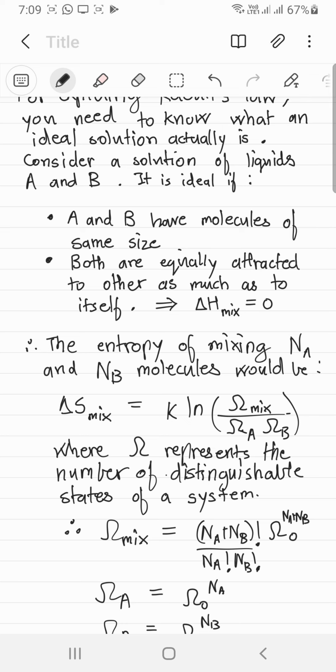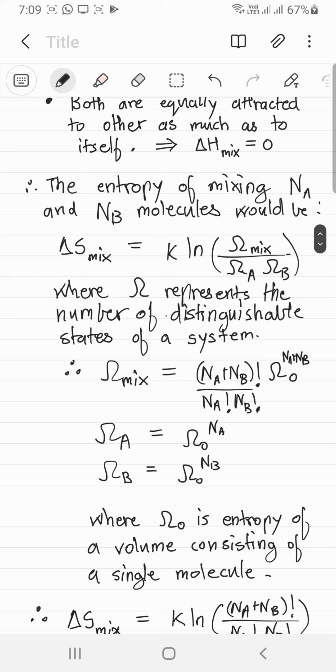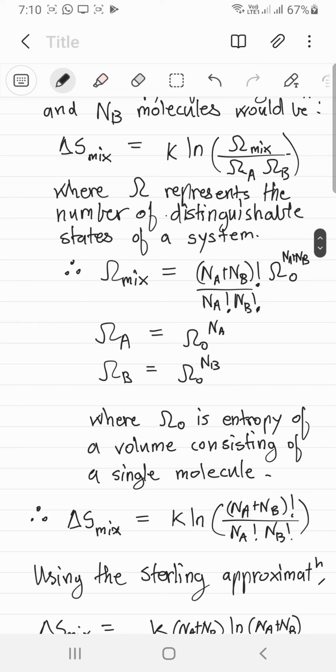So for that we'll use the formula given by Boltzmann, which is k natural log of omega, where omega is the number of states that a system can take. It is really only well defined for changes in entropy, and that's what we will find. So we will find delta S mixing, which is the change from A and B pure going to a mixture. So for that you need omega mixture upon omega A omega B. And how do you figure out what that quantity is?